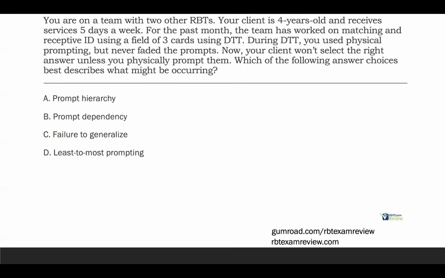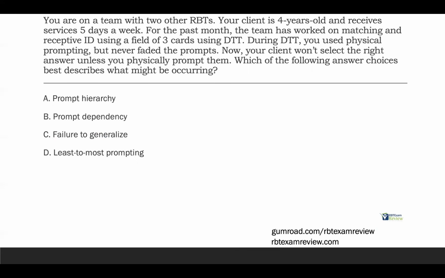You're on a team with 2 other RBTs. Your client is 4 years old and receives services 5 days a week. For the past month, the team has worked on matching a receptive ID using a field of 3 cards using DTT. During DTT, you used physical prompting, but never faded the prompts. Now your client won't select the right answer unless you physically prompt them. Which of the following answer choices best describes what might be occurring?